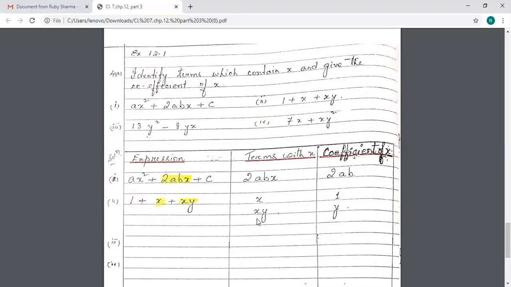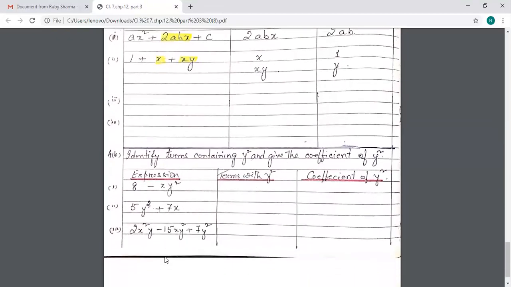Now here also we get a coefficient. We have an algebraic coefficient, isn't it? Y. So we write y. So in this case, there is no other coefficient except x. So what does that mean? It is 1x. So we write 1. Here we have xy. So what is the coefficient of x? Xy is a term, and what is the coefficient of x? Y. So we write here y. So do the rest other two sums.